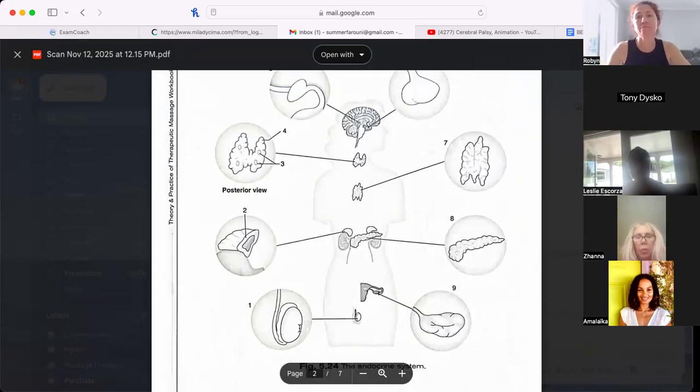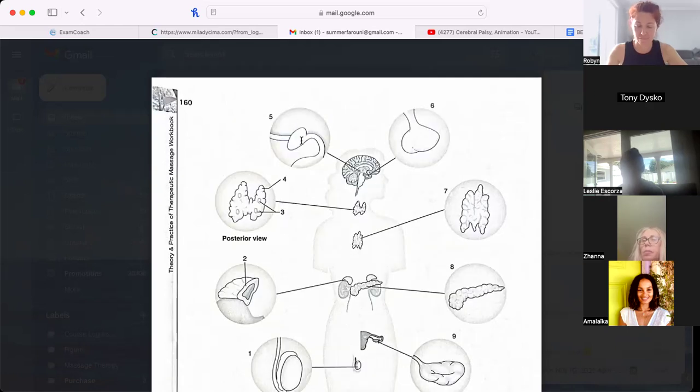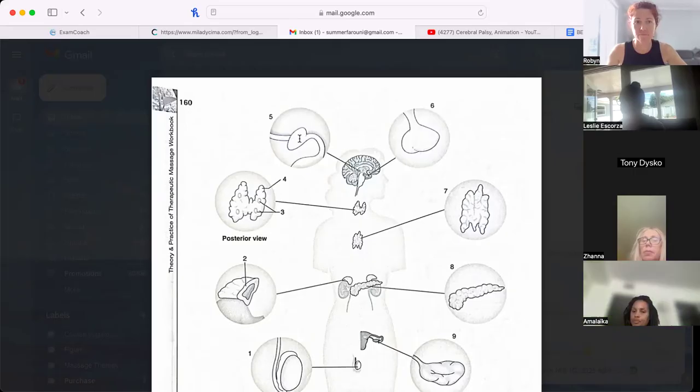Okay, now identifying from 1 to 9 those. Everybody got them right? First one is your testes, yes? Yes. Second one is your adrenal gland. We got that correct? Yes. Number 3 is the parathyroid. Yes. There's 3 behind the thyroid. And the fourth one is thyroid, correct? Yes. Okay. This little P shape is your pineal. Pineal gland, 6.